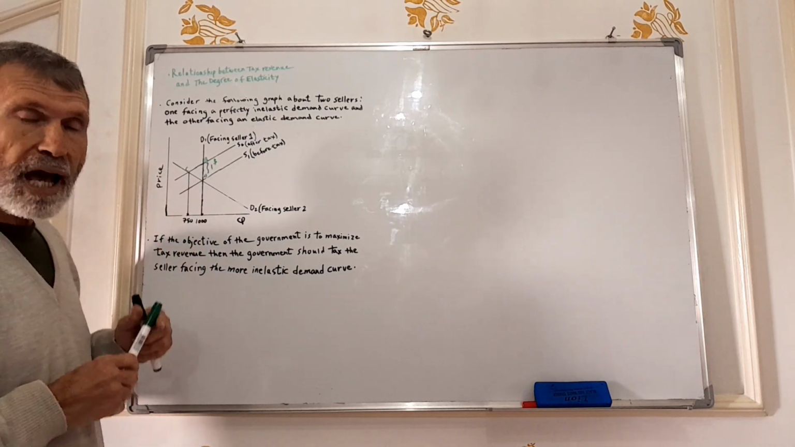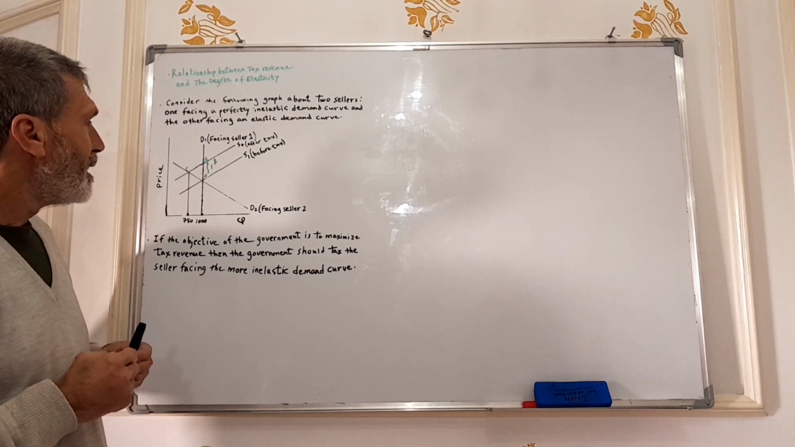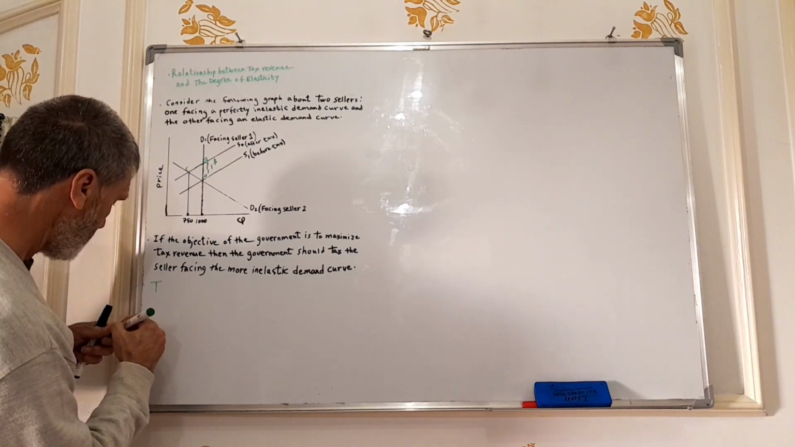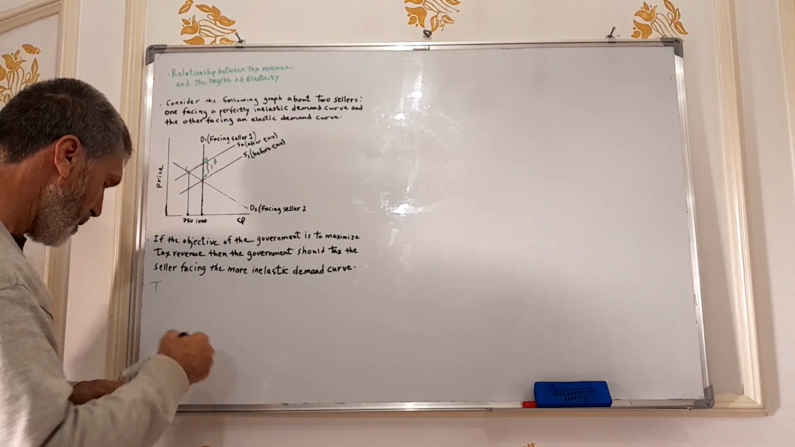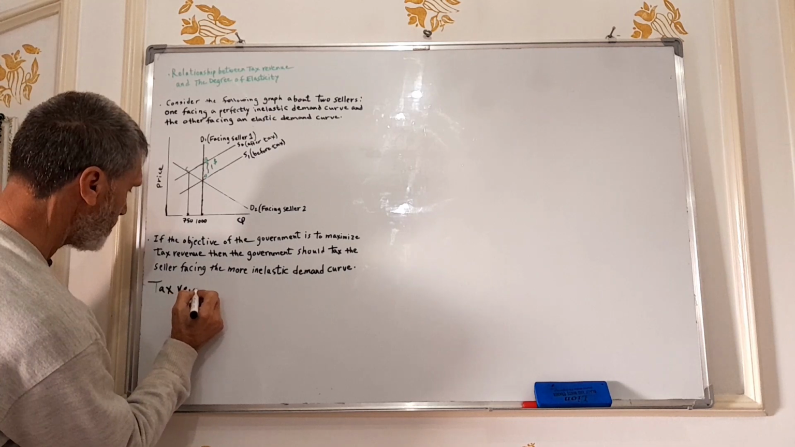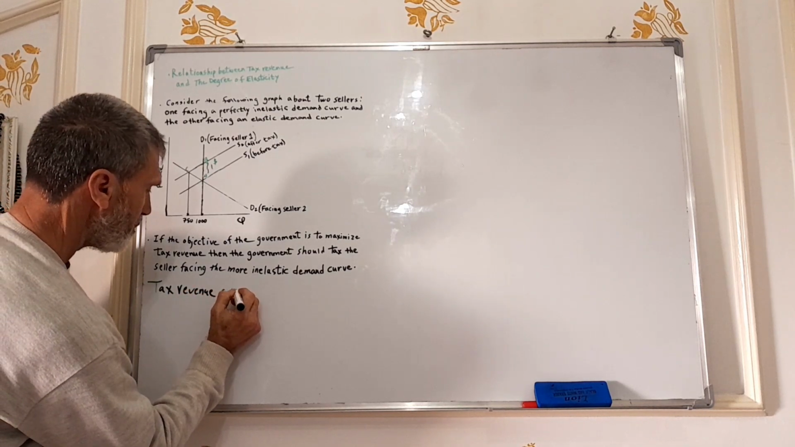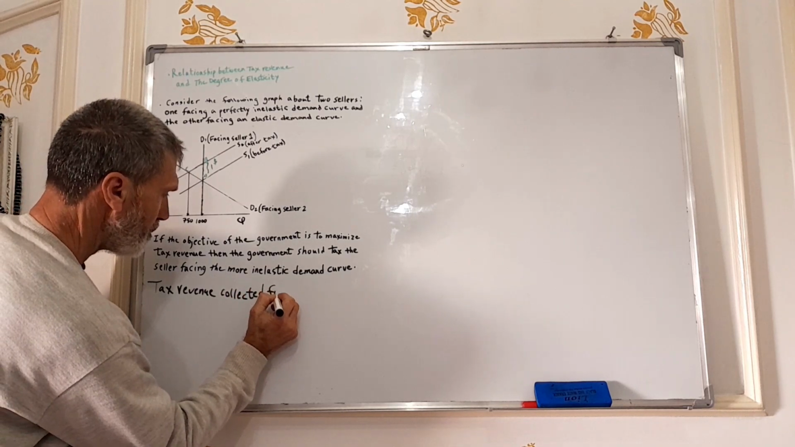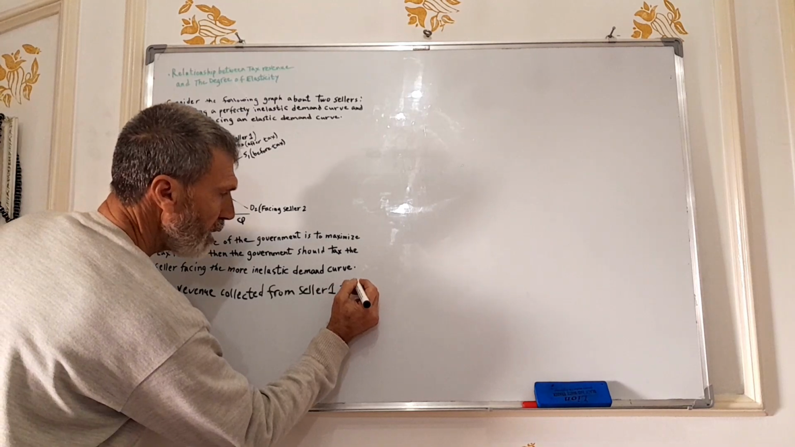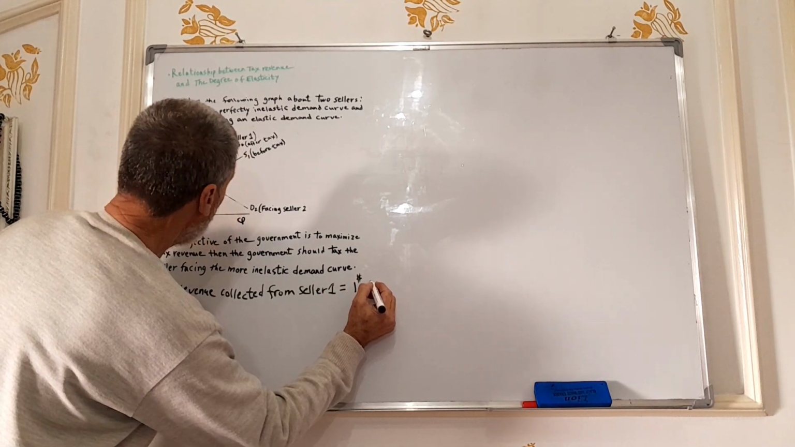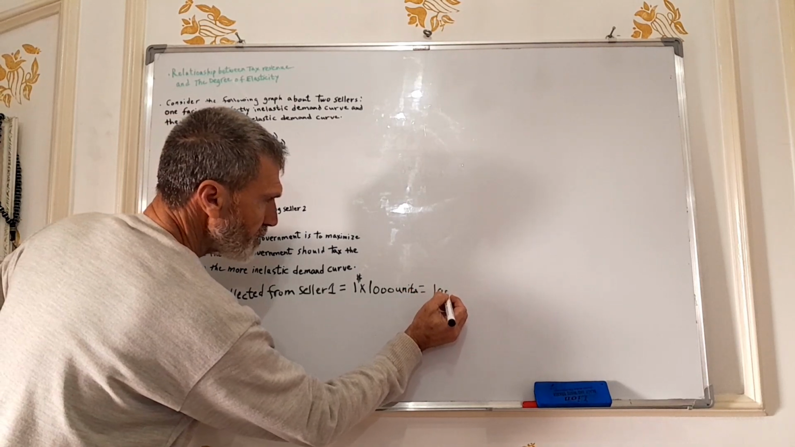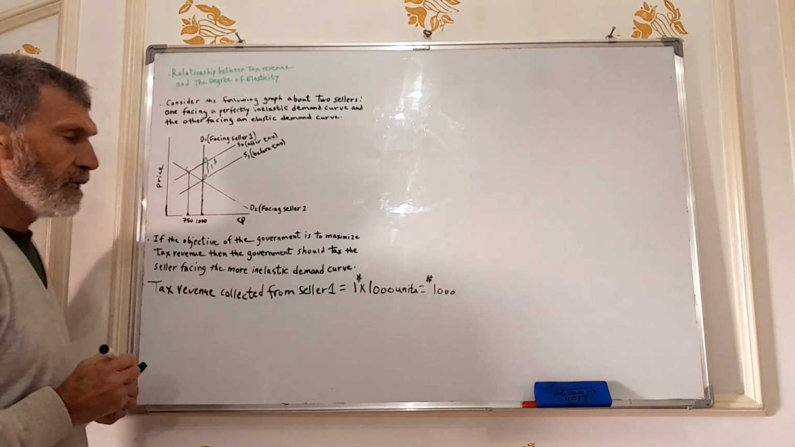Now, what is the tax revenue here after imposing the $1 tax per unit? Of course, the tax revenue collected from seller one is equal to $1 times 1,000 units. And we come up with what? $1,000. Okay, that is for seller one.